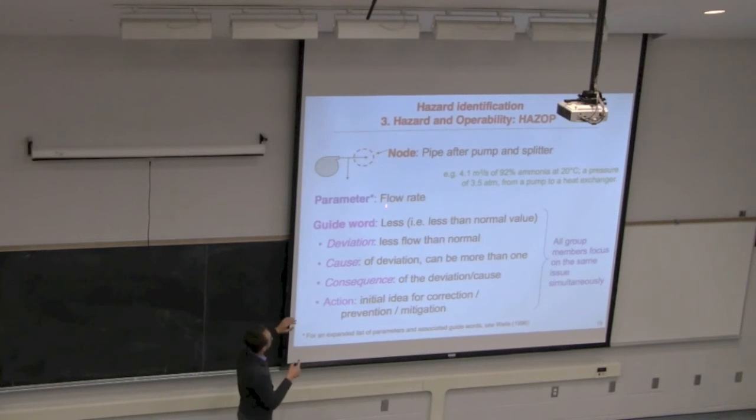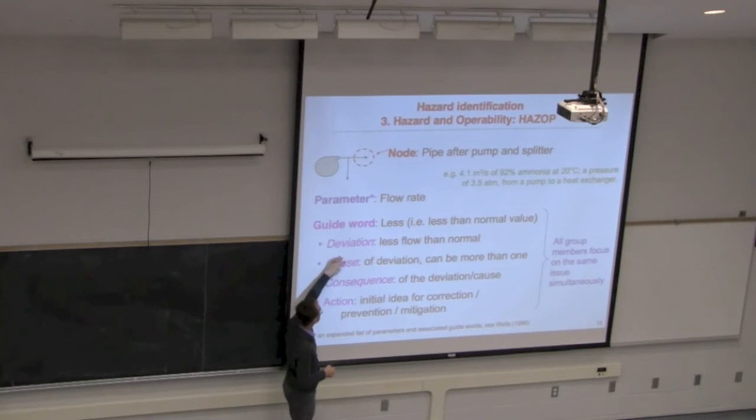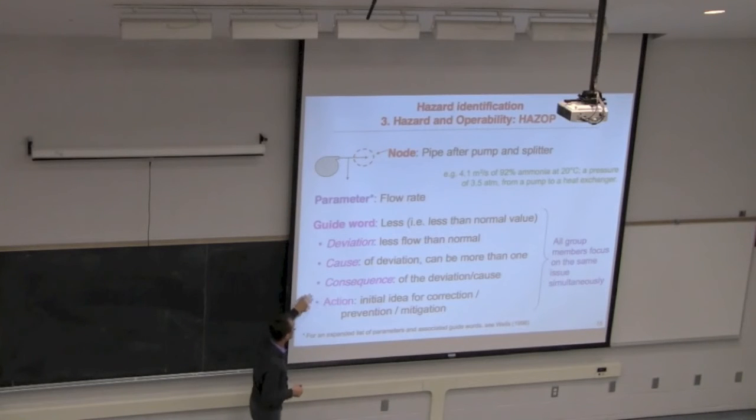And then once we've established that, so we've got our node, we have our parameter, we've got our guide word, then we go look at, well, what can cause this situation? What can cause this deviation? What would be the consequence of that deviation? And then what action will we take? Now, it's quite clear that if the consequences are fairly minor, the action you take will be proportionate to that. So you're not going to implement a safety interlock system, for example, for a situation that has only very minor consequences. So the cost and the amount of work you go do to get the action is very much proportional to the consequence that can happen, as well as the probability.